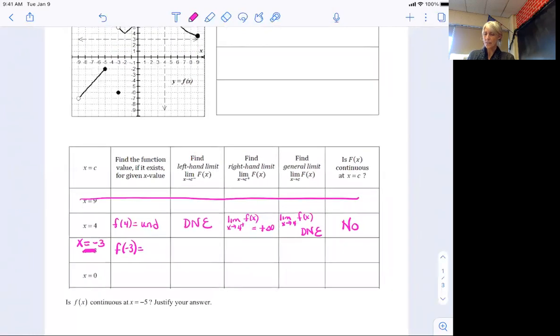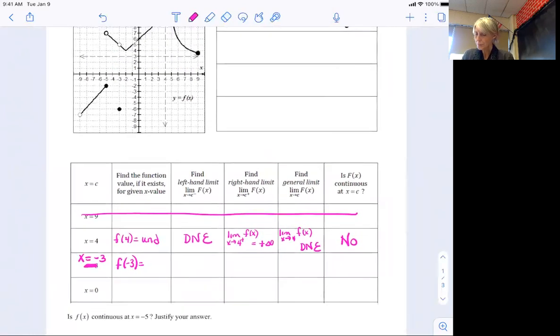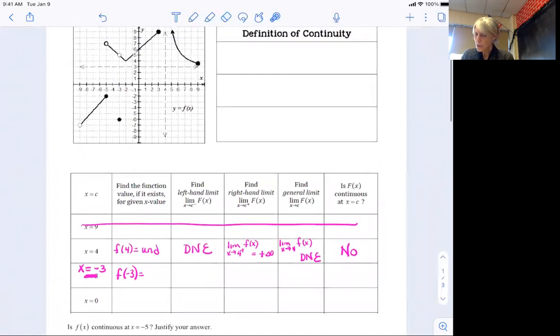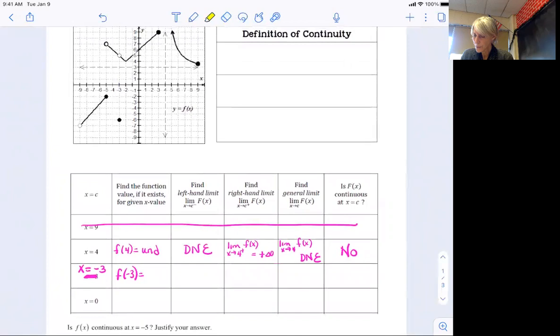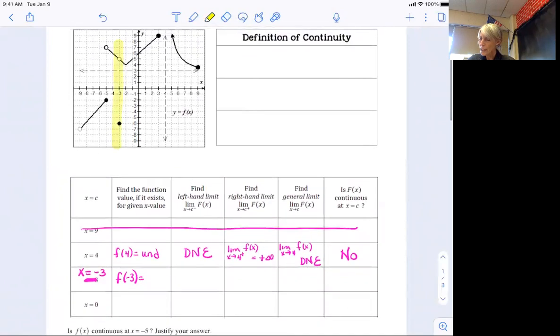So f of -3. I'm looking over here on my graph. And some of you may find it helpful, if you want, to draw a little vertical line there, that's what we're analyzing. So when I plug in -3, my answer is -6. The dot is your answer.